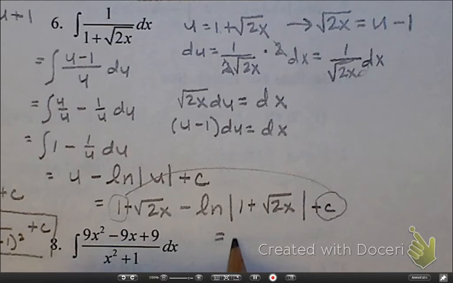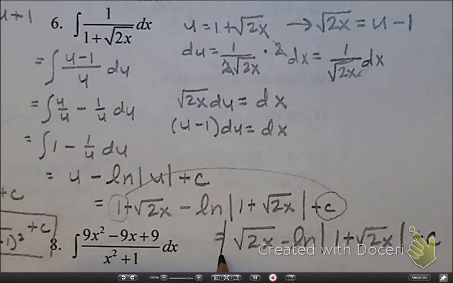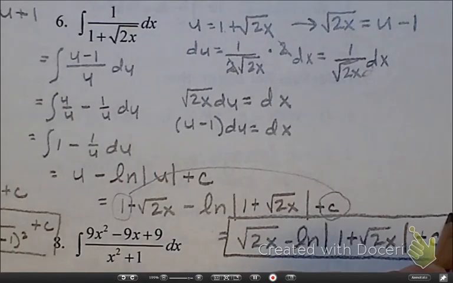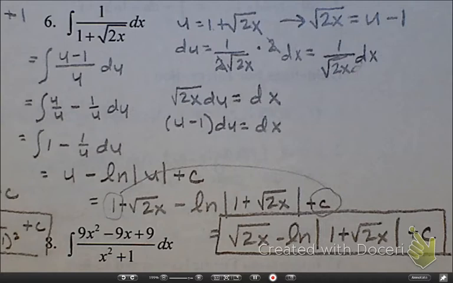So this is just going to be the square root of 2x minus ln of the absolute value of 1 plus the square root of 2x plus c. All right, good. That was number 6.